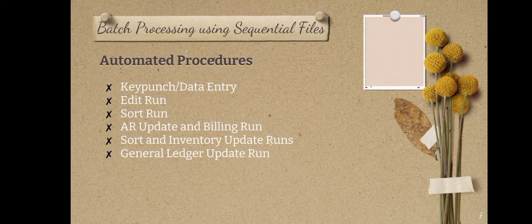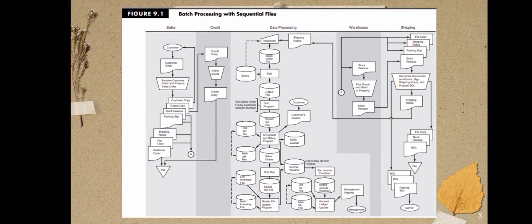So in the AR update and billing run, the AR update program posts to accounts receivable by sequentially matching the account number key in each sales order record with the corresponding record in the AR SUB file. Under the sort and inventory update runs, the inventory update program reduces the quantity on hand field in the affected inventory records by the quantity sold field in each sales order record. Under the sequential file approach, the general ledger master file is not updated after each batch of transactions. So this figure here is the overall summary of the batch processing with sequential files.